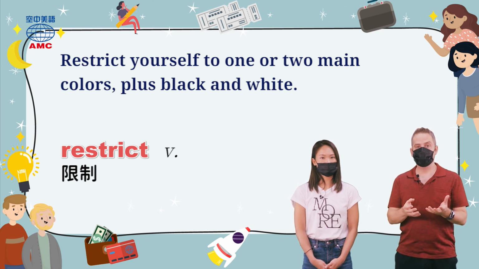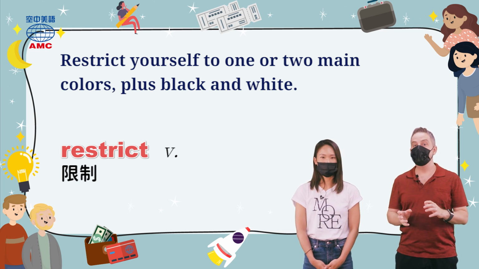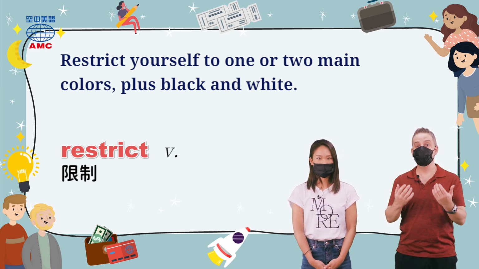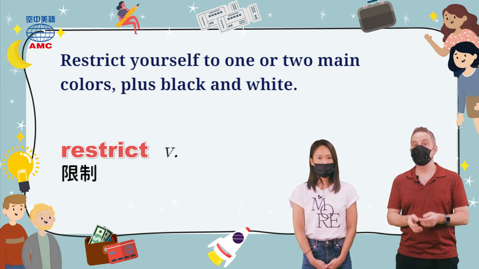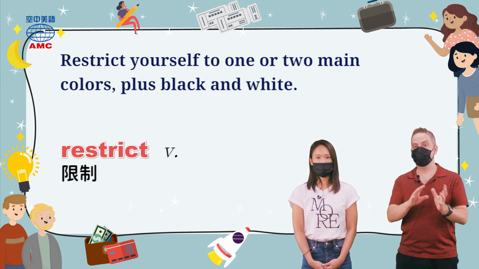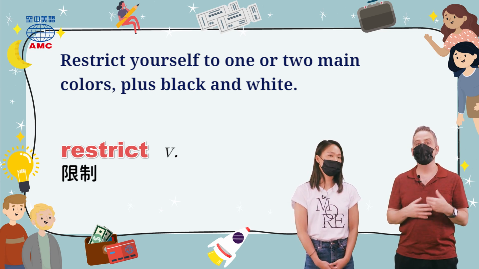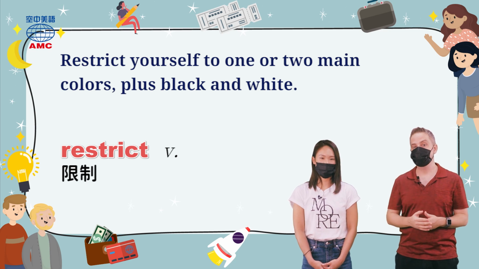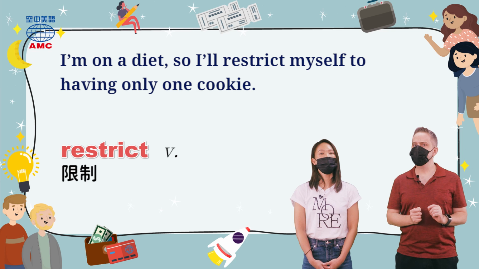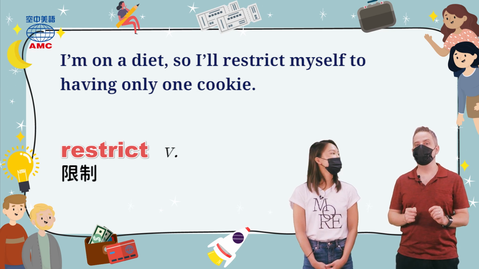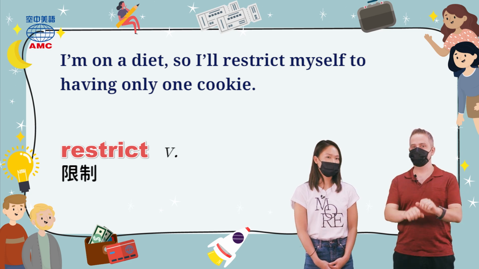And to restrict yourself, you go, I'm only going to have a few things. You could restrict yourself, so you put limits on things. We can also restrict other people. You can't do this. You can't have too much of this. You can only come home before 10 o'clock. That's kind of restricting how late they can stay out. So you might say, I'm on a diet, so I'll restrict myself to having only one cookie. I could have more, but I'm going to control myself.